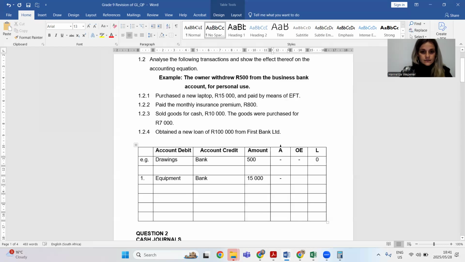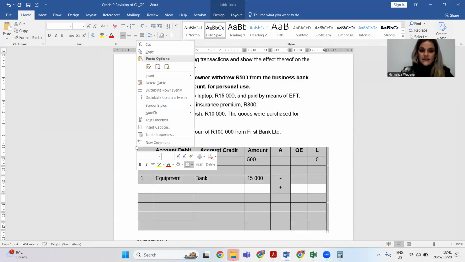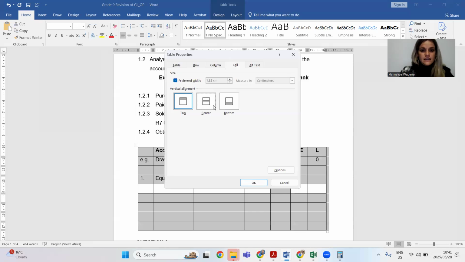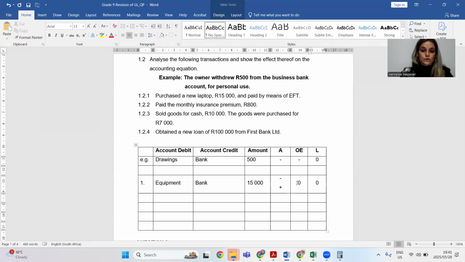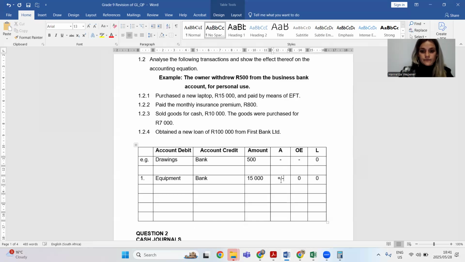so less assets. But I also have more assets because I obtained equipment, and equipment is also an asset. Therefore, it is possible to have a plus minus for your assets. You can also write it the way that I prefer, like that, a plus minus.